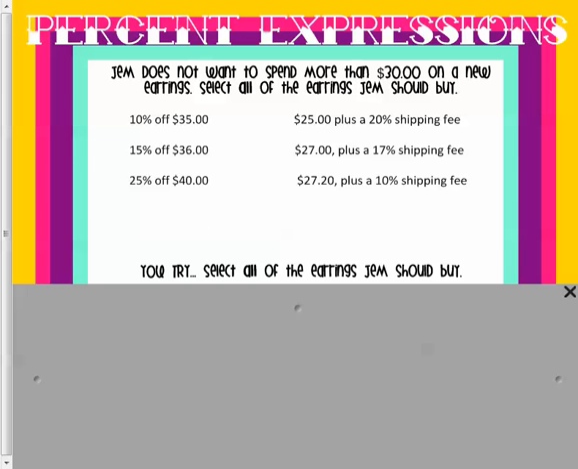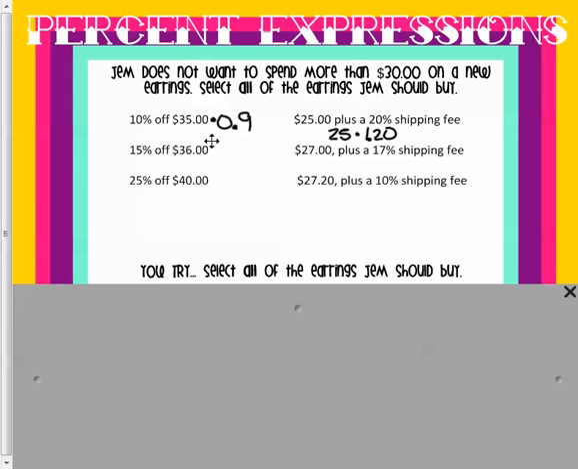All right, so when else can we use this? Jem does not want to spend more than $30 on new earrings. Select all the earrings Jem should buy. Okay, stick with me. I know this is a longer video. 10% off 35, so take 35 times 9 tenths, and then 25 plus 20%, you would take 25 times 1.2 because you're adding your original with the 20% shipping fee.